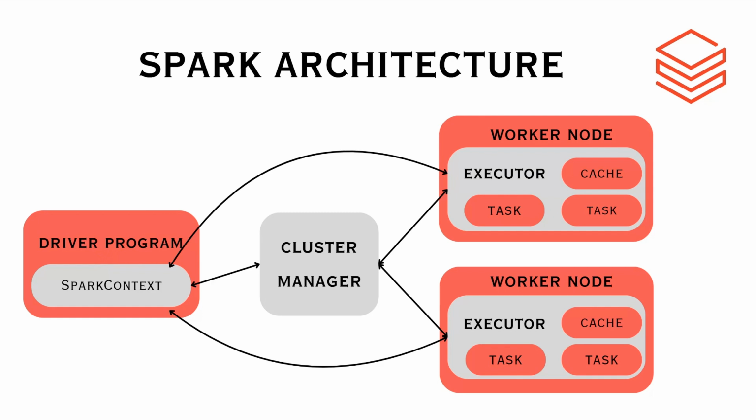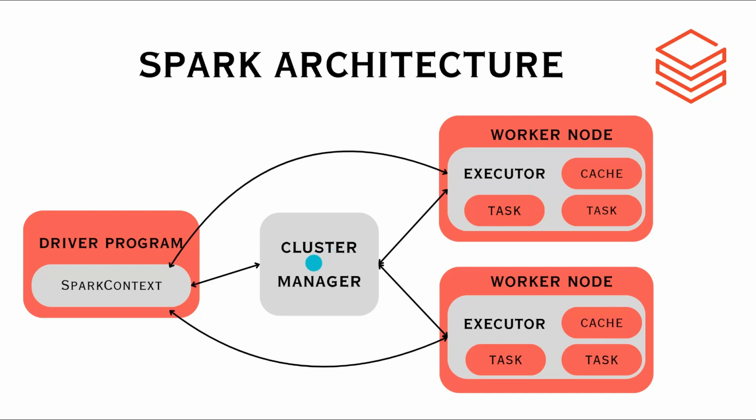The next component is the executor. Executors are distributed processes that run on the worker nodes of the cluster. If we talk about the responsibilities of the executors, they execute the tasks assigned by the driver. Also, they store the intermediate data or cached RDDs for reuse, and they send the computation results back to the driver. Each executor has two key areas of memory. The first is execution memory, which is responsible for performing the computations, and then the storage memory, which is responsible for caching the data.